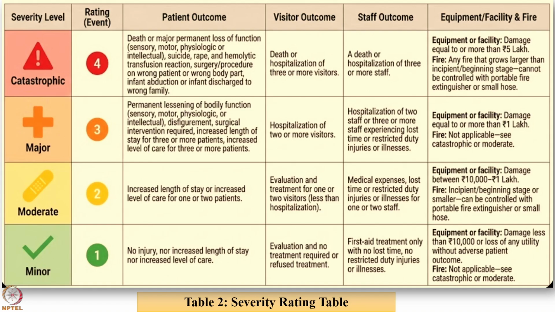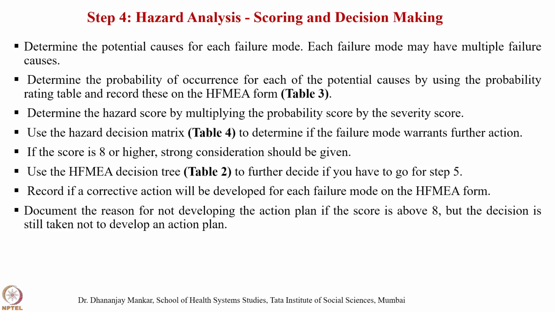So you can understand from minor to moderate to major and catastrophic. The severity rating is that minor goes with 1, moderate goes 2, major goes 3 and catastrophic goes 4. So you can use this table and understand more in depth the severity that is occurring in your institutions, or you can work on it as a project to understand this issue more.